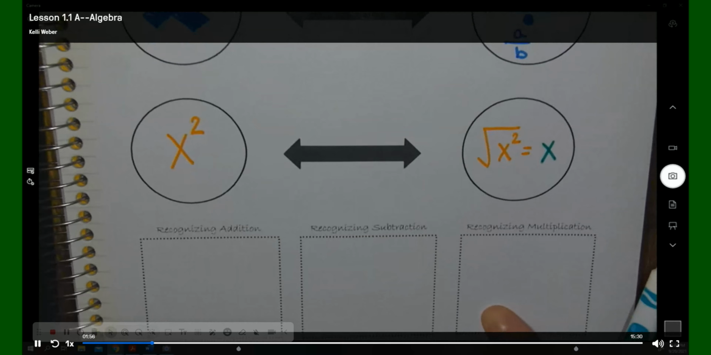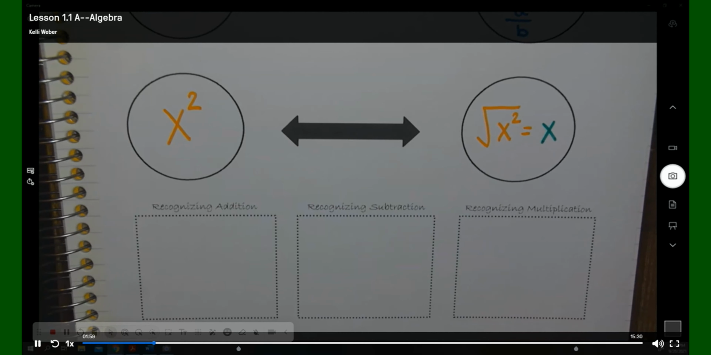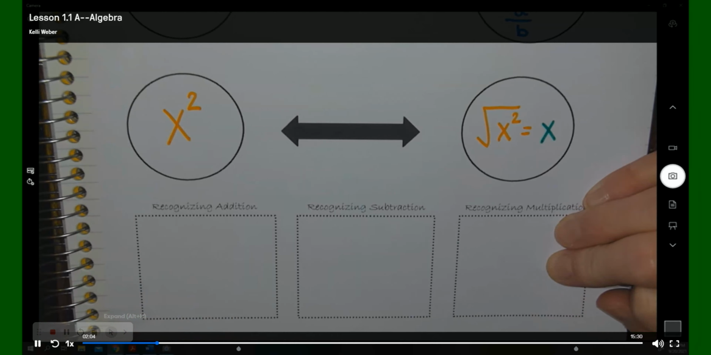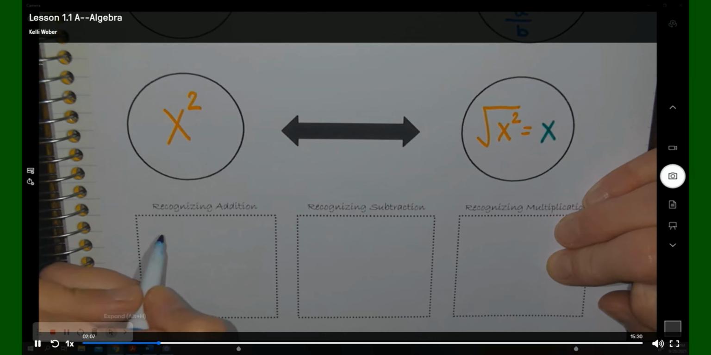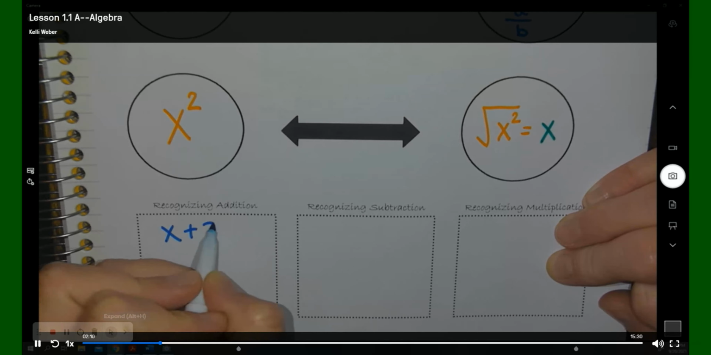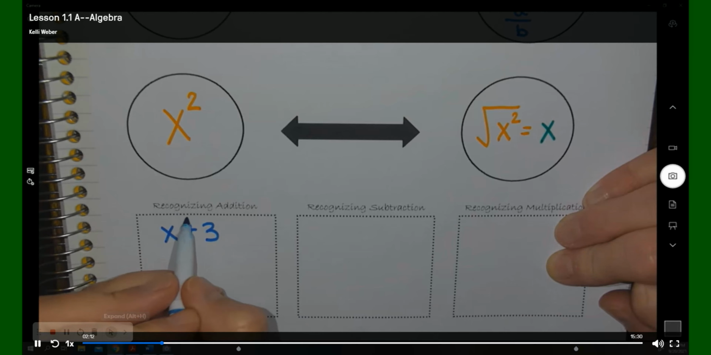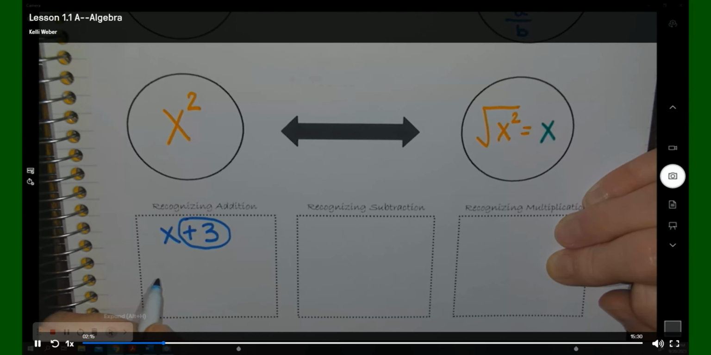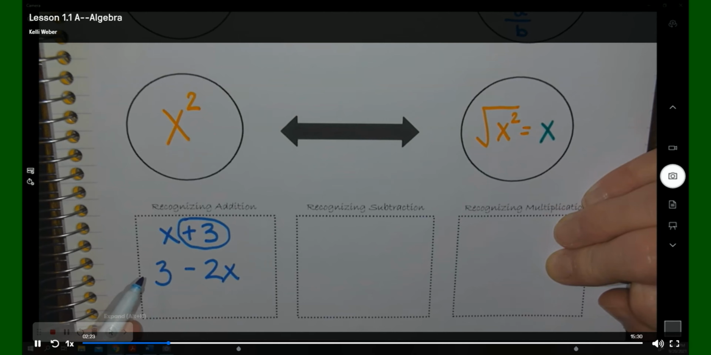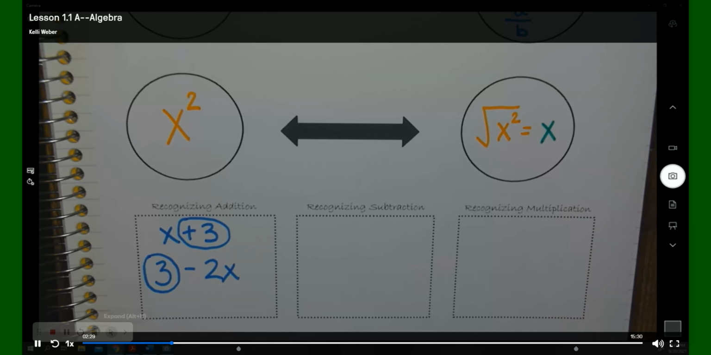So sometimes it's easy to recognize addition and sometimes it's not. If we're looking at things to know, hey, this is addition, I'll need to use subtraction to undo that. We'd have things like x plus 3. That plus 3 part of it shows you that it's addition. But sometimes we have things like 3 minus 2x. In this instance, if I'm trying to undo and get x alone, I would have to undo the 3, which is positive because there's no sign in front of it. So in order to get rid of that 3, I would have to subtract it.